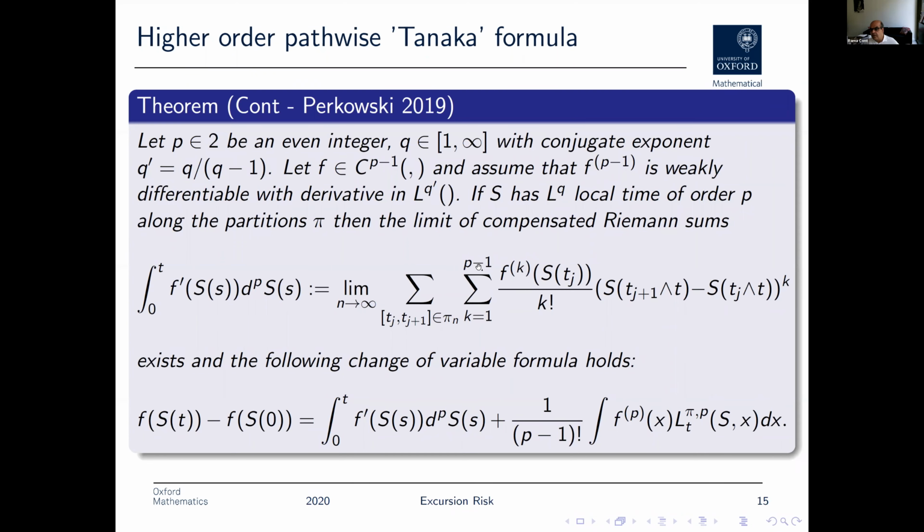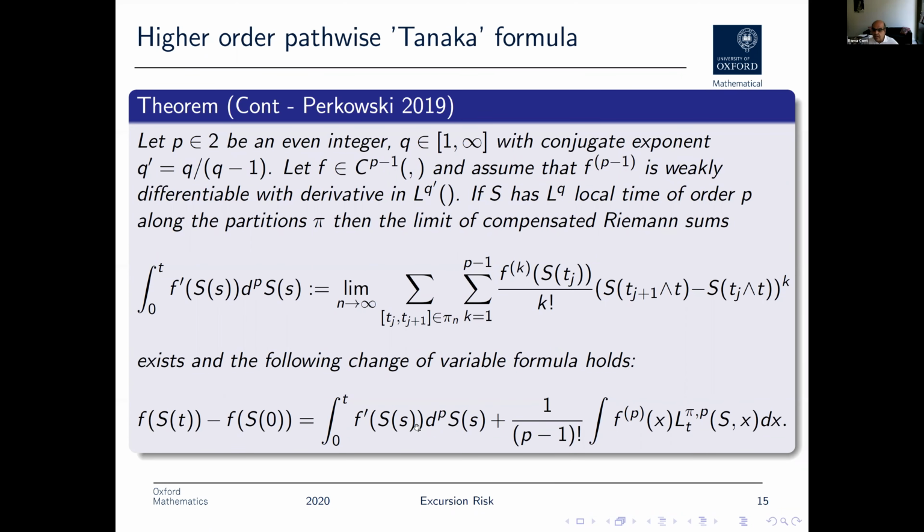So this is what we call a compensated Riemann sum. If you have p equals 2, this is just a Riemann sum. It's a Riemann sum where you include further terms of the Taylor expansion up to order p minus 1. If p is a fraction, if p is not an integer, then this will be the integer part of p minus 1.